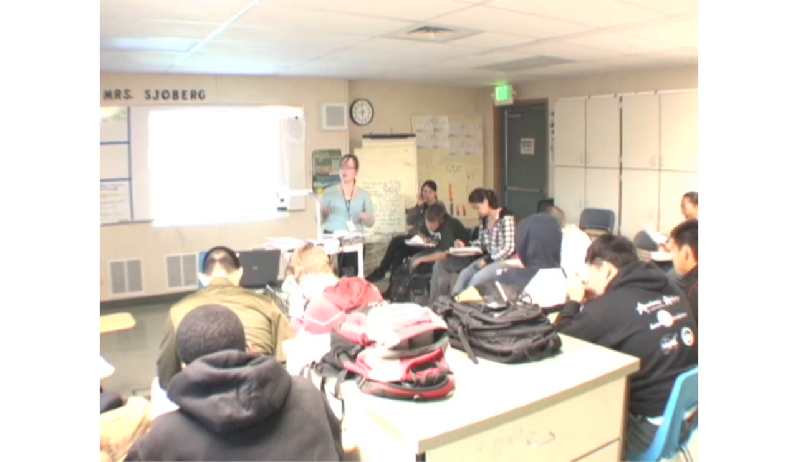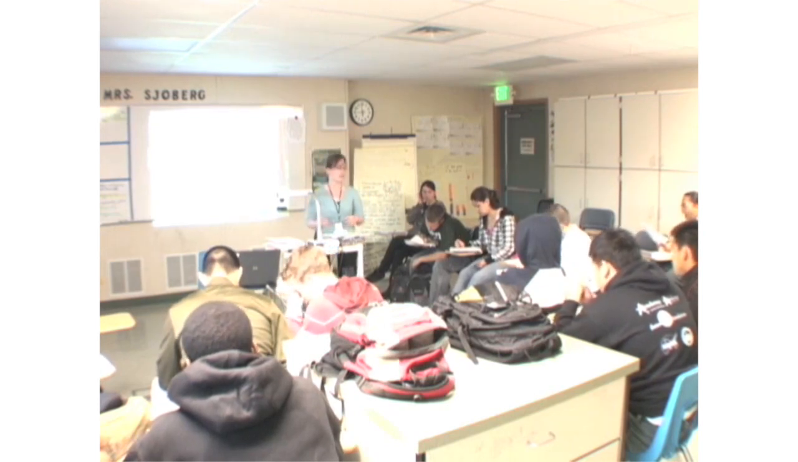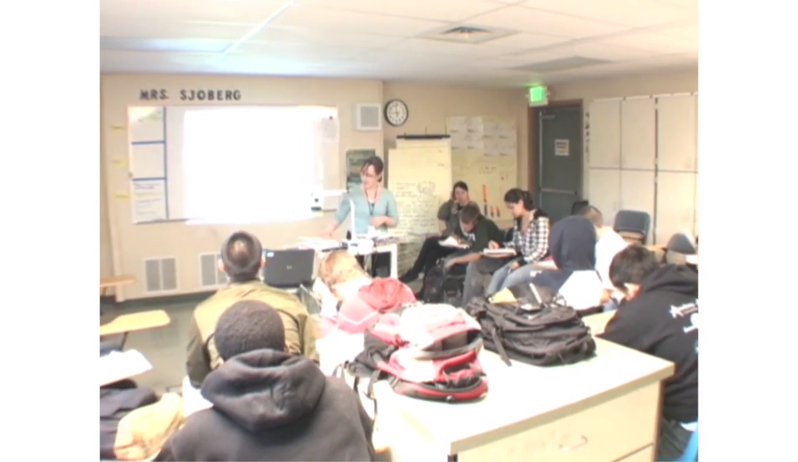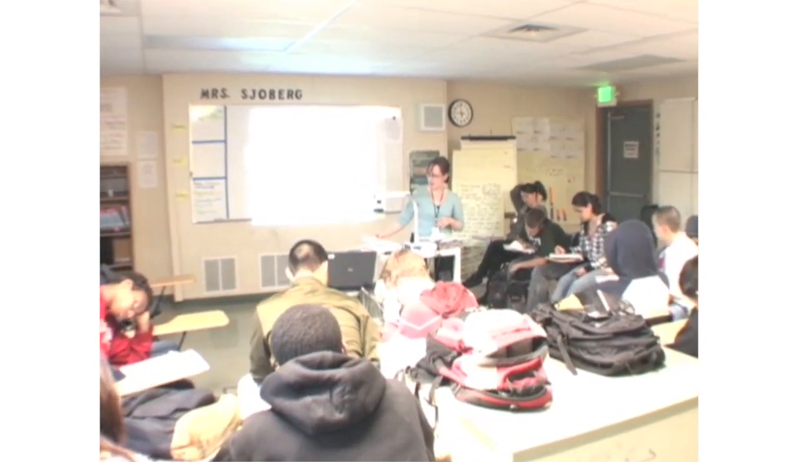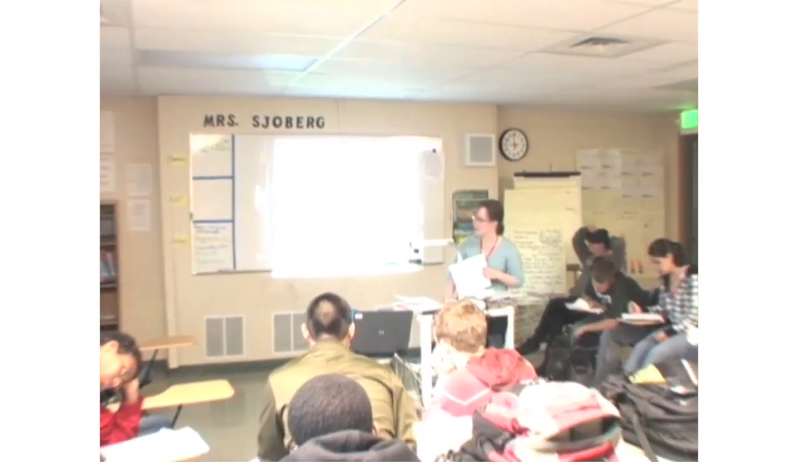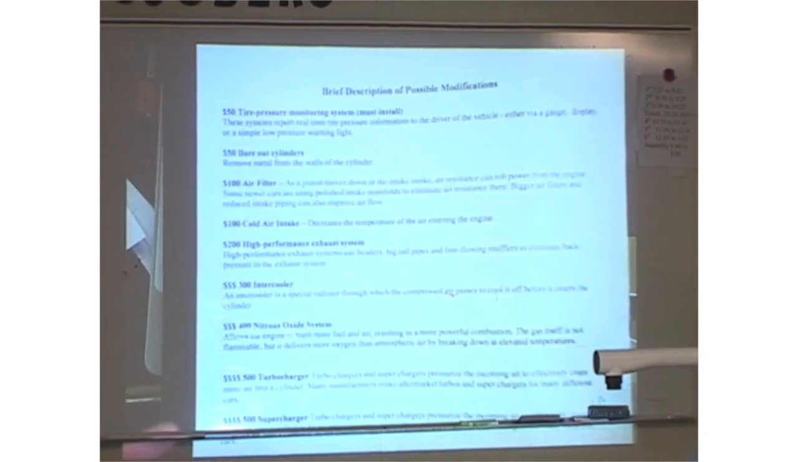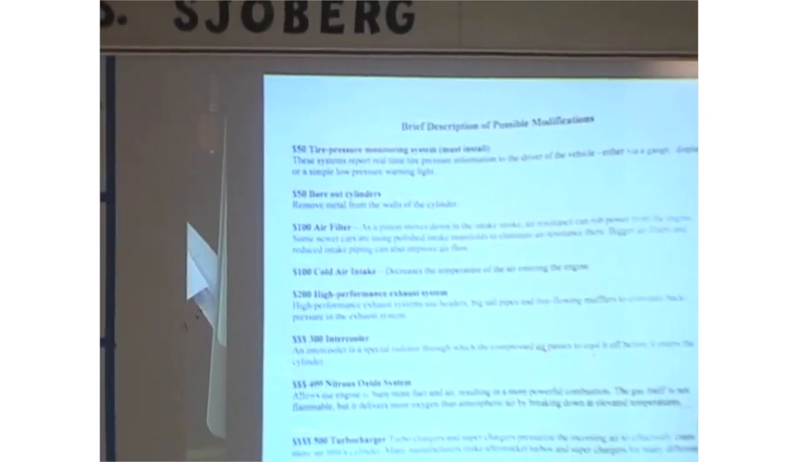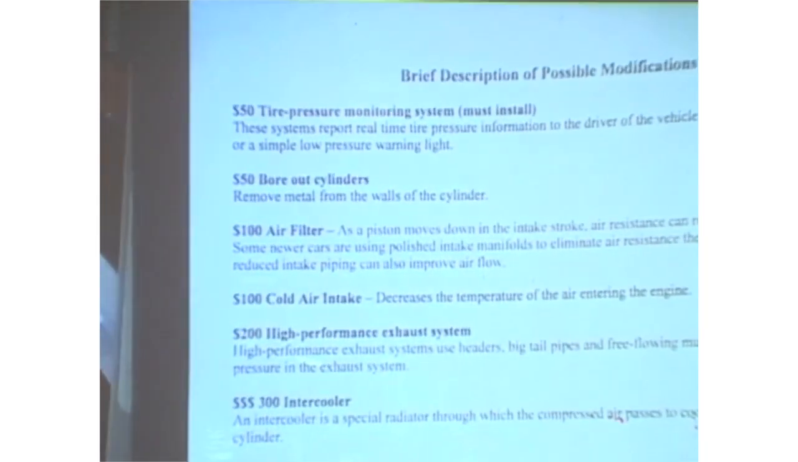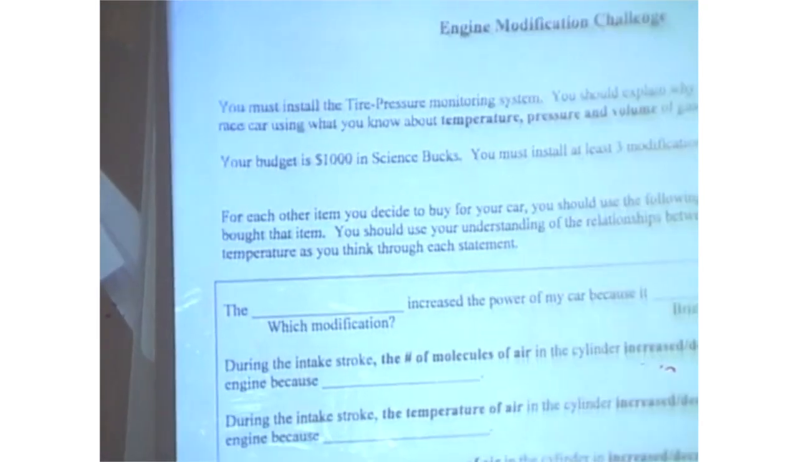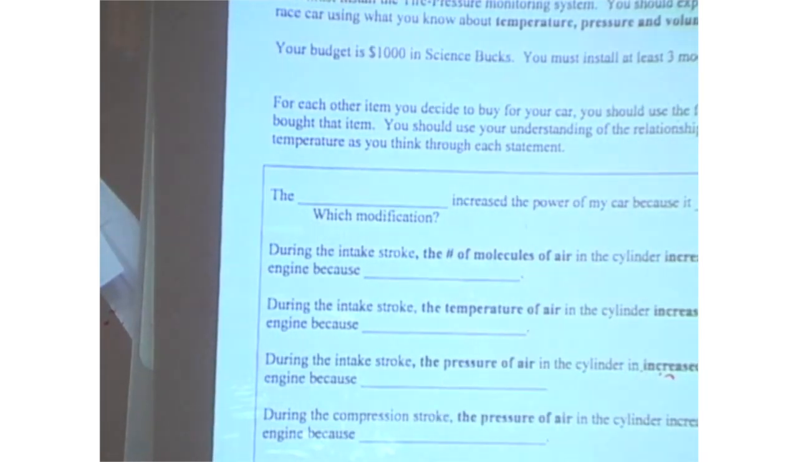As a group, you're going to explain why it's really important for us to install this as our safety feature. Okay? And then you have $1,000 more based on this fake money, $1,000 to spend on your modifications for your car. So I want you to spend as much of the money as you can without going over. And you need to install at least 3 modifications, okay?